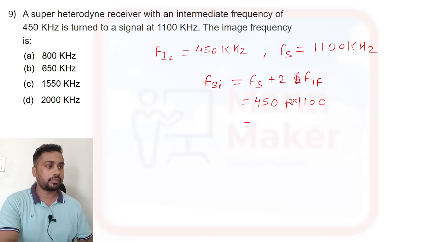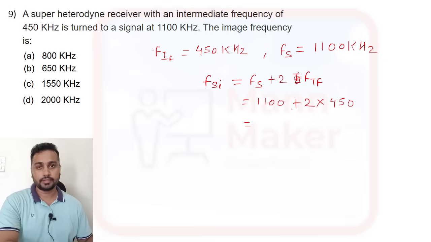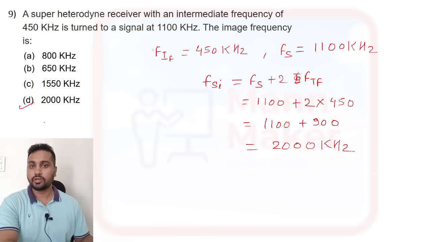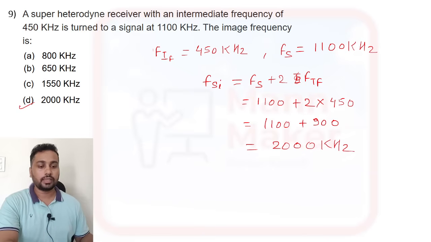Sorry, something we have done wrong here. The value we have written is wrong. For Fs we have 1100 and twice 450. This is the right value. So 1100 plus 2 into 450, which is 900 kilohertz, now this becomes 2000 kilohertz. So from this option D is your right answer. Like that you need to calculate image frequency.